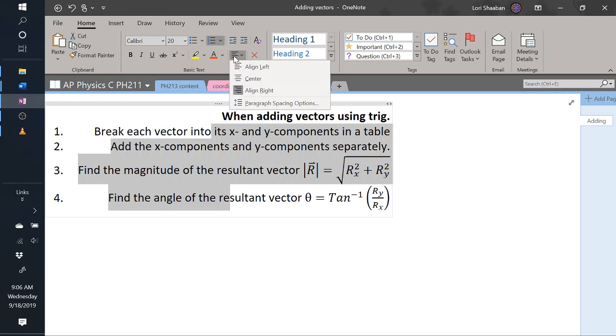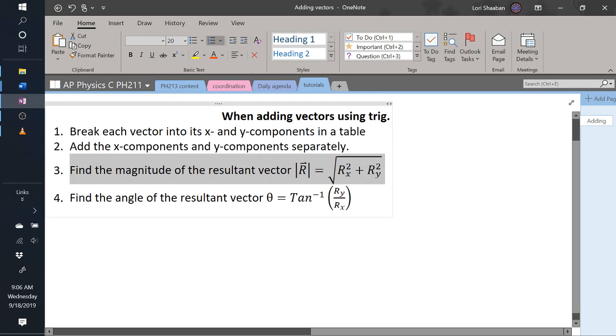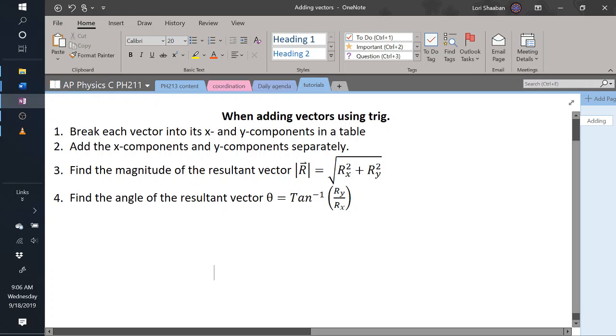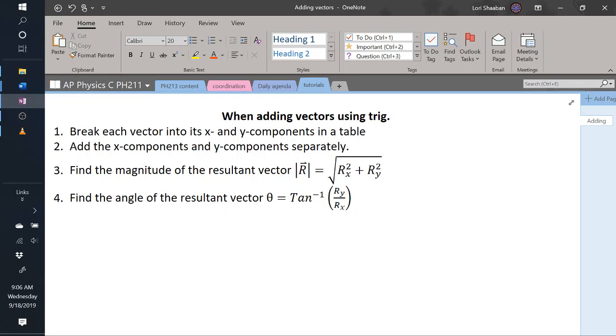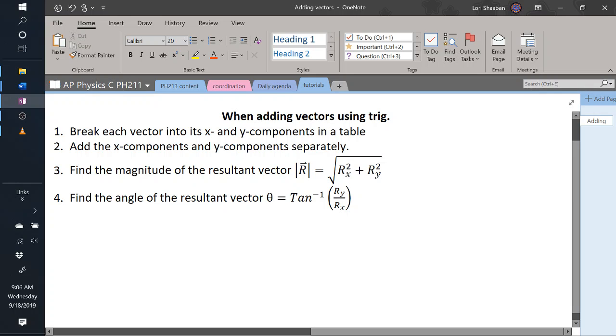Let's go ahead and get this aligned to the left there. Now, you're going to break each vector into its x and y components in a table. But first, let's look to see how to break vectors into their x and y components. You guys could do that using your mathematics, but let's just kind of take a look. Let's just say there's a resultant vector here, and there is an Rx, and here is an Ry, and we always have the angle with a positive x-axis, almost always in physics class.